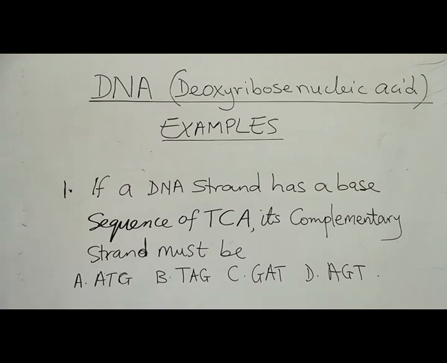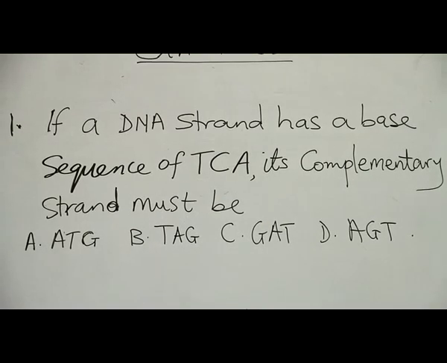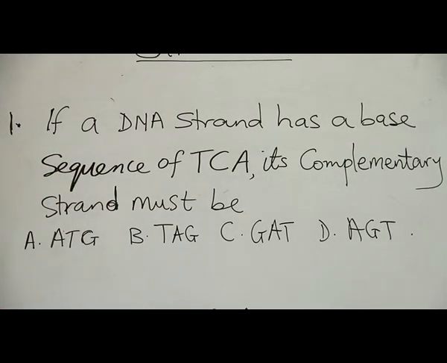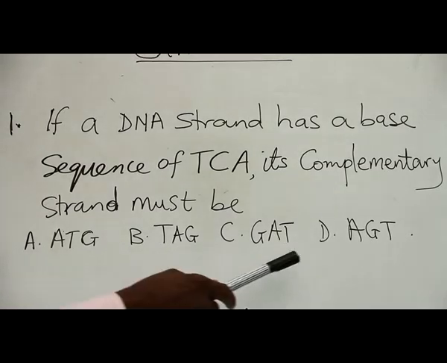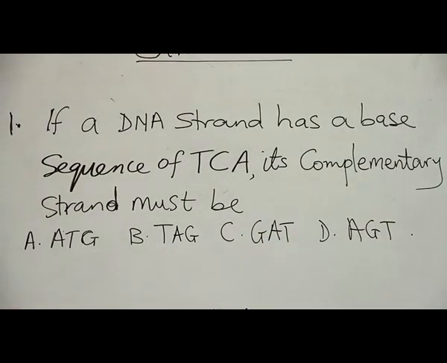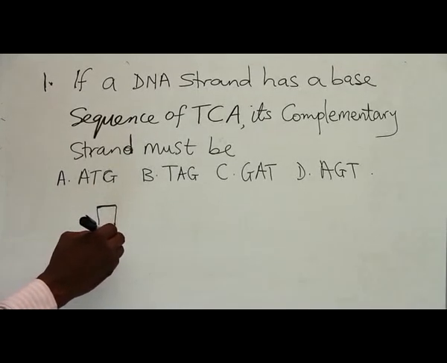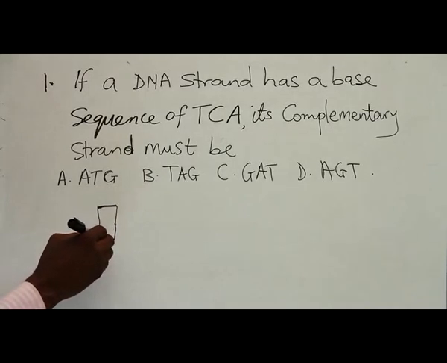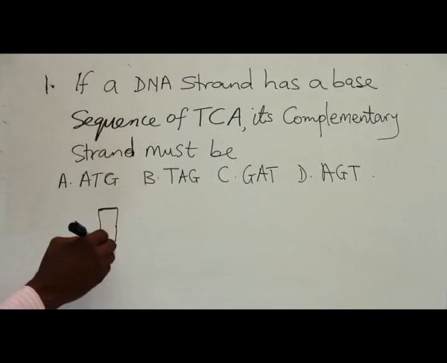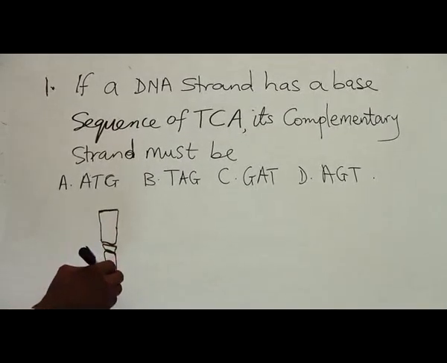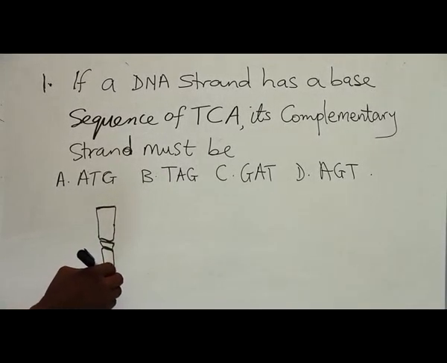Let's take examples of questions on DNA. Example 1. If a DNA strand has a base sequence of TCA, its complementary strand must be A, ATG, B, TAG, C, GAT, and D, AGT. Now, to be able to understand this one, you have to understand the structure of DNA. Let me use just a scheme like this to explain DNA. This is a sugar molecule. This sugar molecule is joined to the next sugar molecule by a phosphate molecule. Then we have another sugar molecule joined to another sugar molecule by a phosphate molecule, like this.